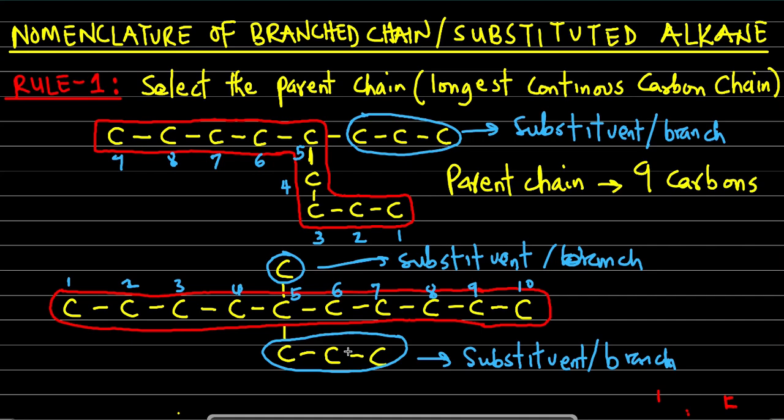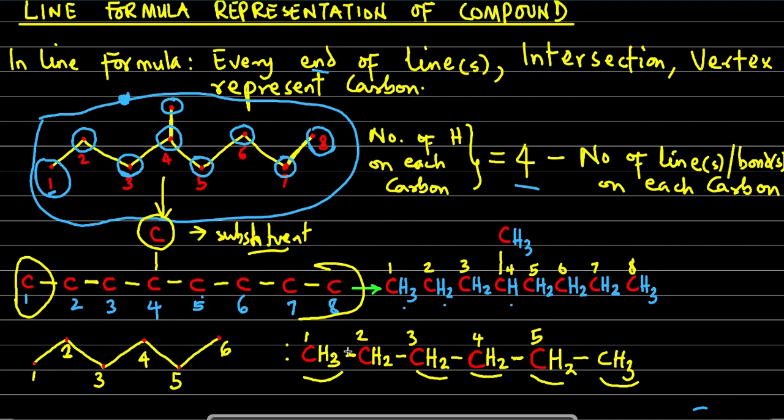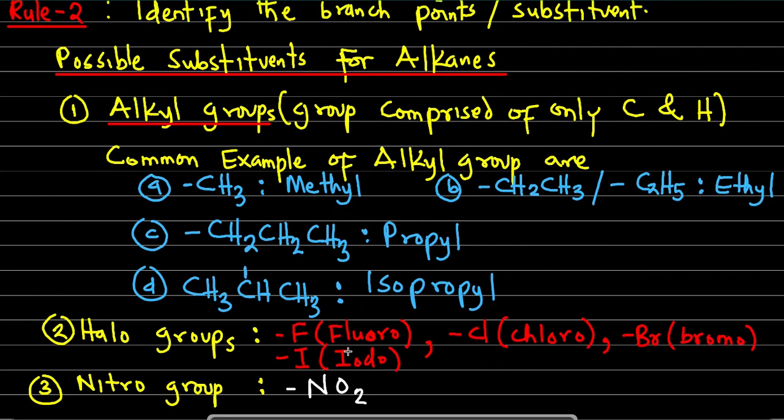Okay, so substituents are also known as branch points. I said rule number two is for you to identify your substituent. Obviously, once you've been able to get your parent chain, any other thing that is not part of that parent chain becomes a branch point. Oftentimes, students don't really know how to name substituents, but don't worry, you're at the right place.